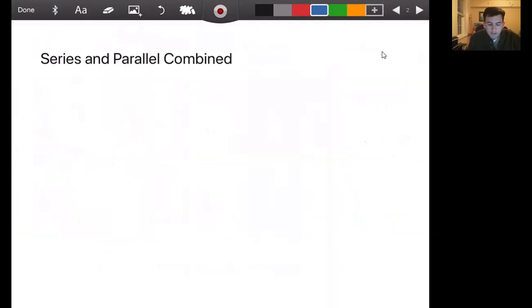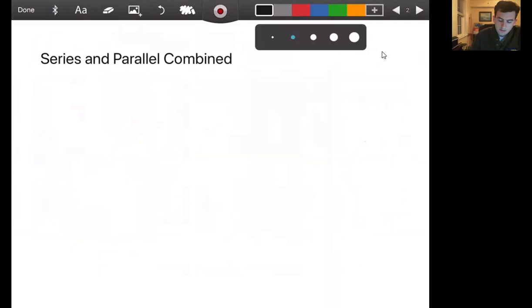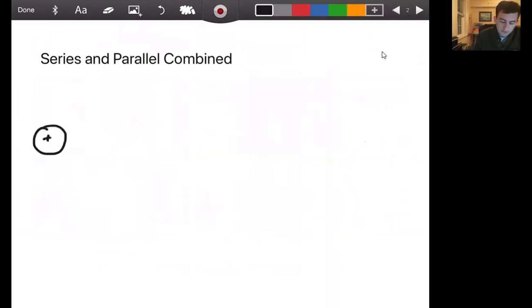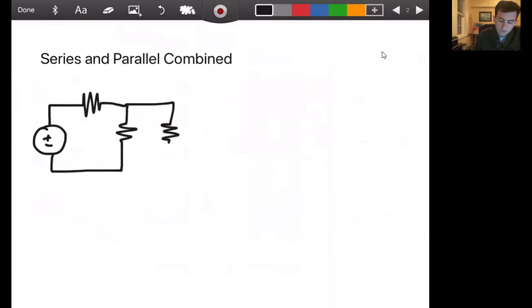You need a little more detail here. We see that when we combine series and parallel, it's a little easier to understand some new terms. So we start off with our basic DC source, which has a resistor in series with it, followed by, in this example, two more resistors, these two in parallel.